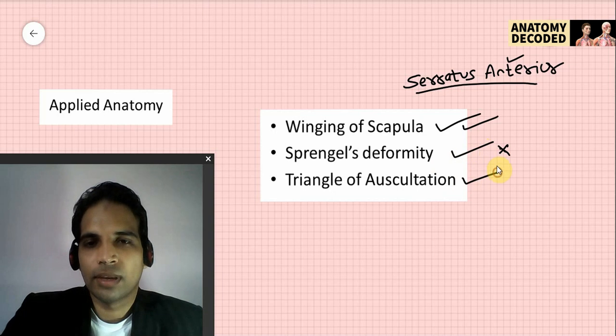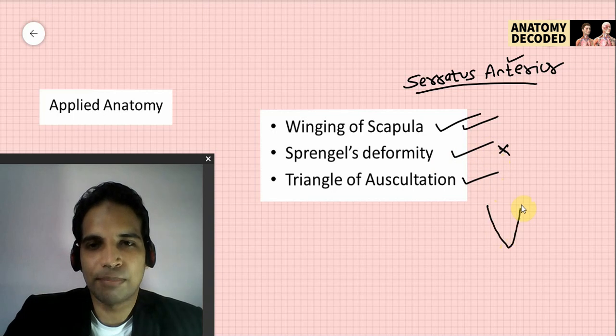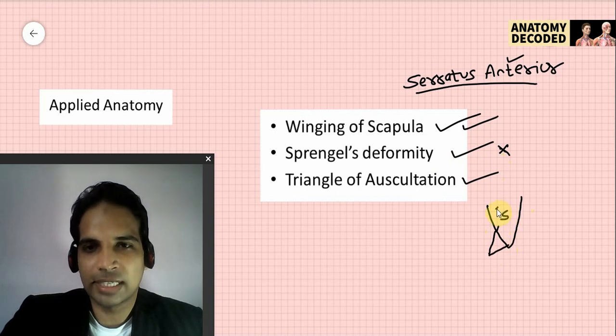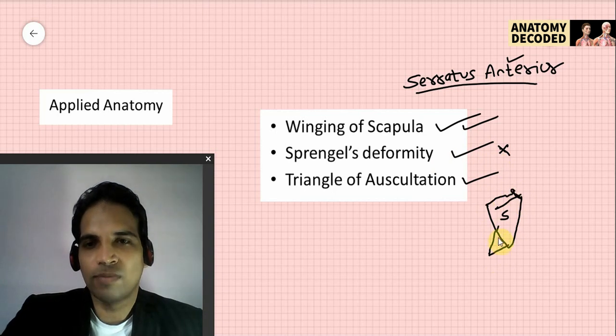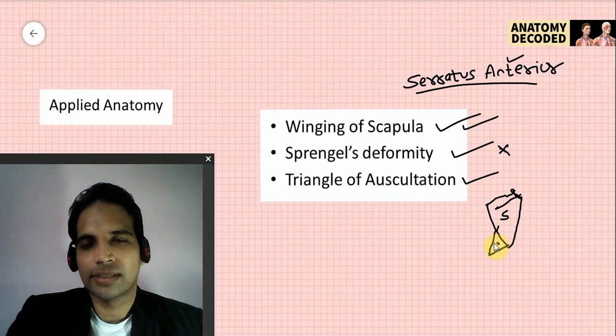And there is one clinical aspect which is referred to as the triangle of auscultation. When we see the posterior aspect of the scapula, it forms a triangular region. Supposing this is the scapula viewed from the posterior aspect, there is the spine of the scapula, glenoid cavity. Along the medial border of the scapula, there is a triangle here. This triangle is referred to as the triangle of auscultation. This is the region where there are no muscles, and when we keep a stethoscope in this region, we can easily hear the lung sounds.